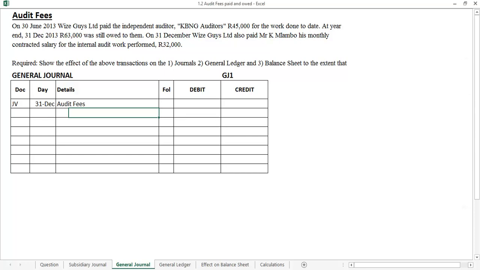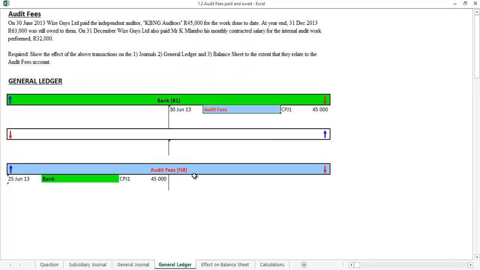So there we go, let's put that in. Audit fees is an expense, expenses payable is a liability, and the amount that we owe at the end of the year is the 63,000. There we go. Debit audit fees, credit expense payable. Audit fees we said is account number N8, expenses payable. We said, well, we haven't said anything yet. So let's have a look here. Expenses payable, we're going to call that account number B2.